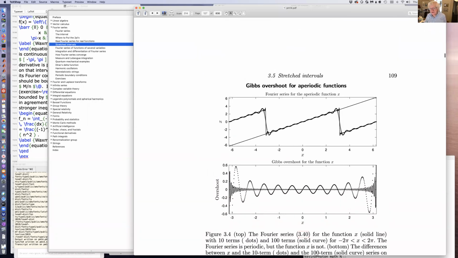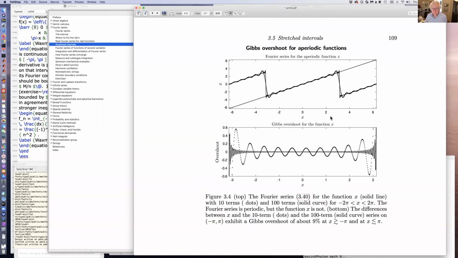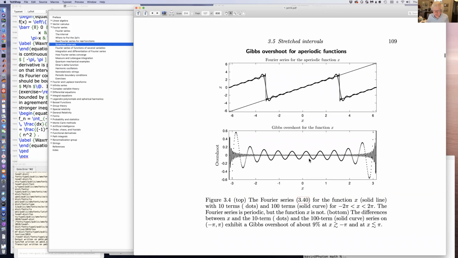From minus pi to pi, it does a fairly decent job. The dotted curve is 10 terms, and the solid curve is 100 terms. The solid curve is this one here, and that's 100 terms. And inside the interval, it's going to give a very good approximation as you go beyond 100. You go to 1,000 or 10,000. But because this is a function that's not periodic, you've got a conflict between the periodicity of the sines and cosines and the aperiodicity of the function x.